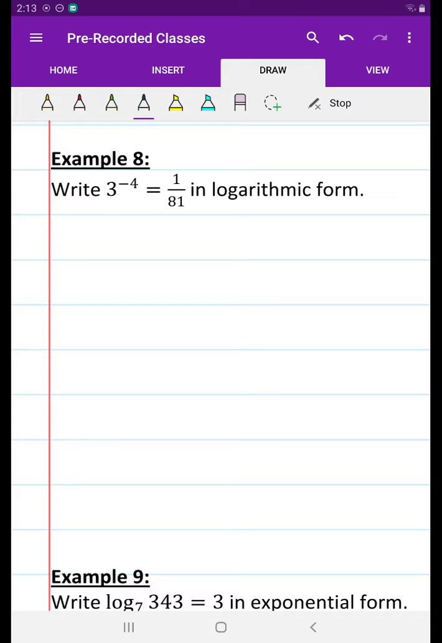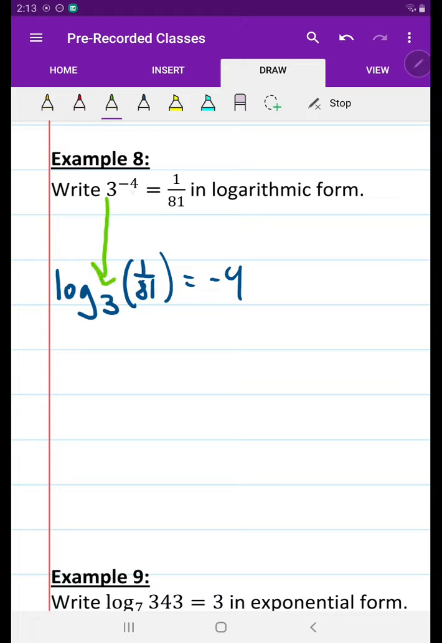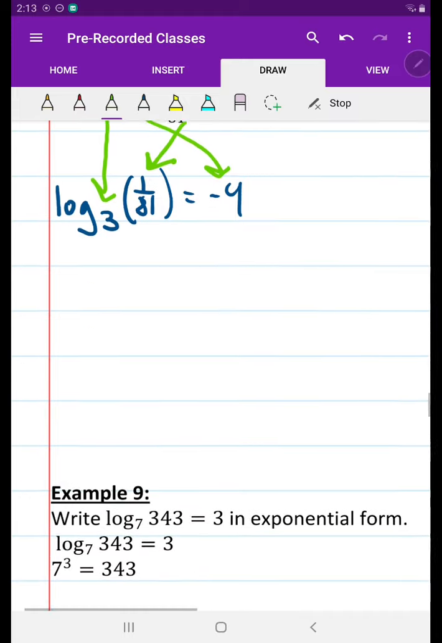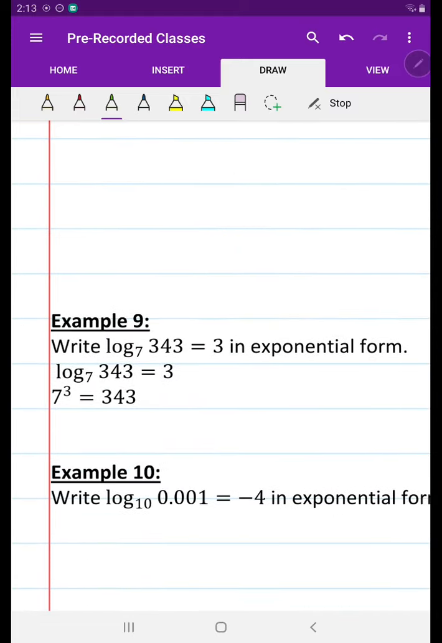So then for example 8, we have to write 3 to the negative 4th equals 1 over 81 in logarithmic form. So I'll have log base 3 of 1 over 81 equals negative 4. Okay, and so that's just a whole rewriting thing. And so you can see my base dropped right down, and then I just flip-flop my exponent and my argument, or my answer.